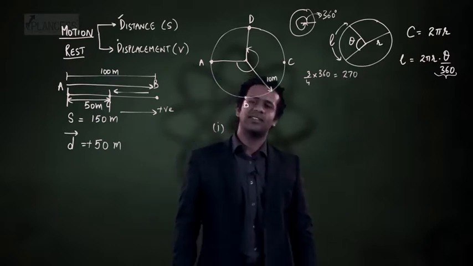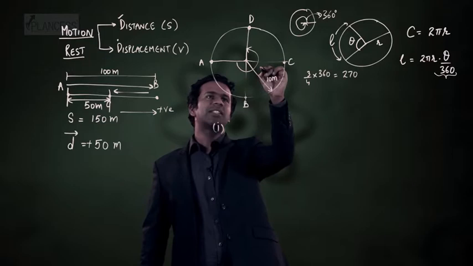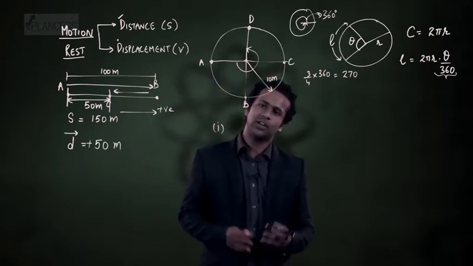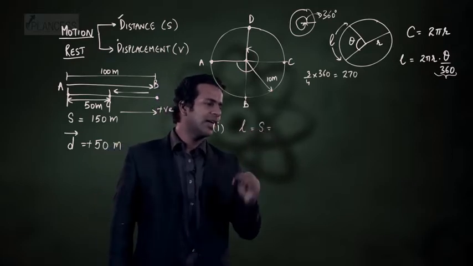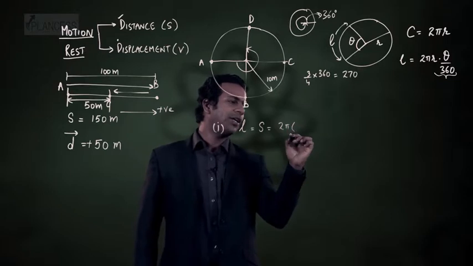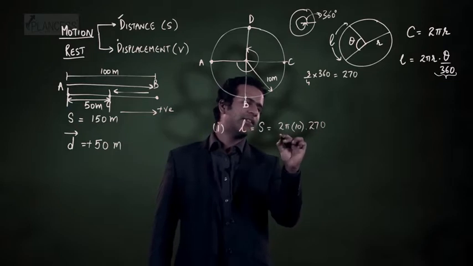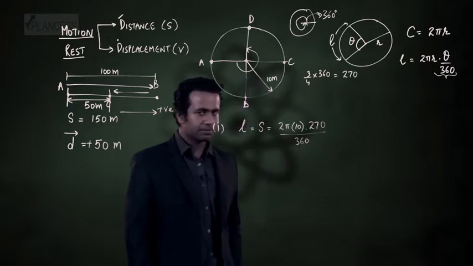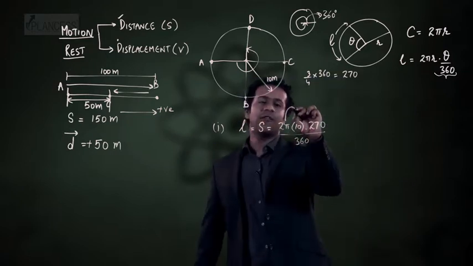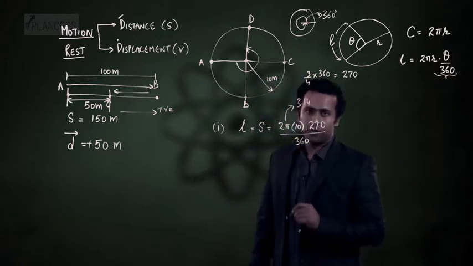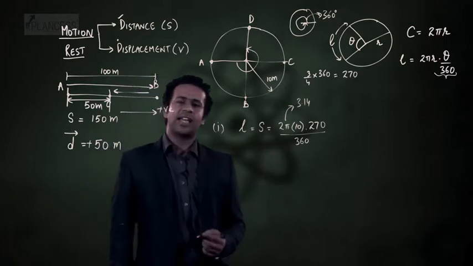You could also arrive at this by arguing that this is 90 plus 90 plus 90, hence the total angle is 270 degrees. So the length of path, which is also the distance, is equal to 2 pi r, which is 10, into theta, which is 270, divided by 360. Right. So this is basically the distance covered, and the value of pi, I hope you know, is 3.14. You should remember this value, right? So I'll leave the calculations up to you.